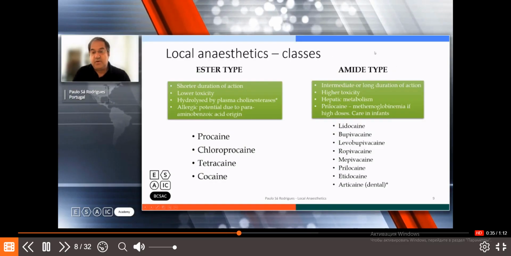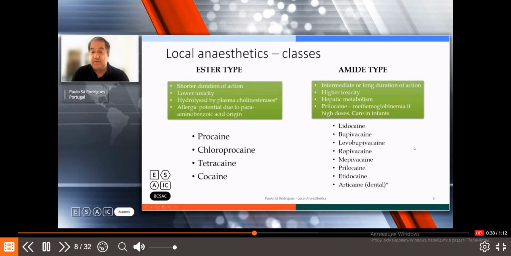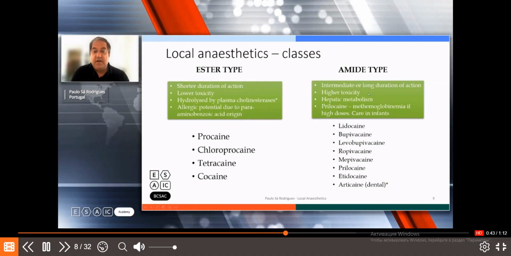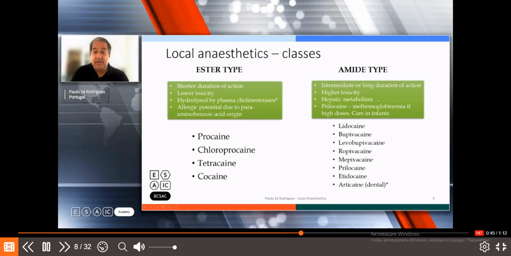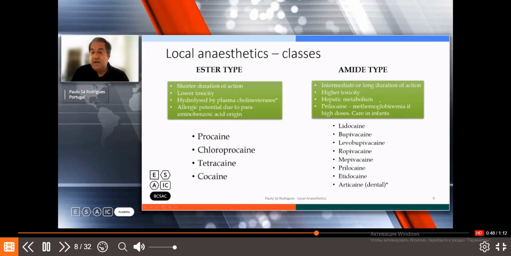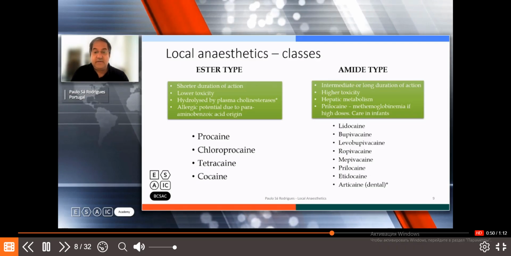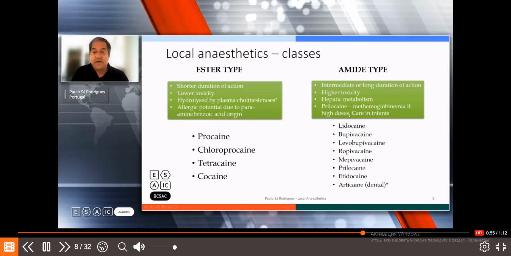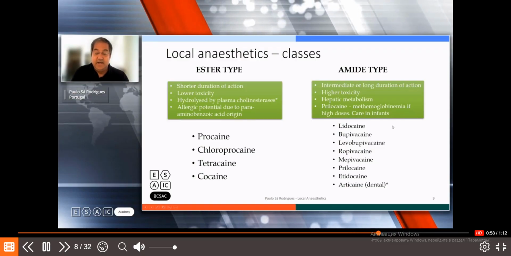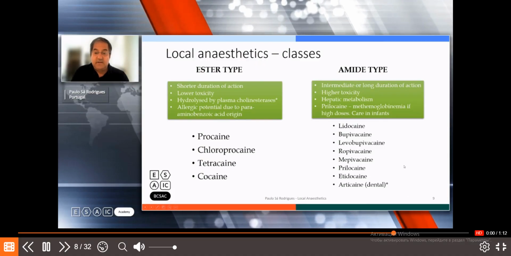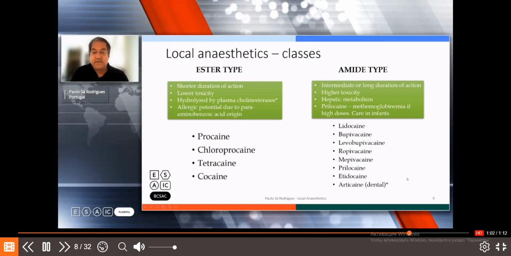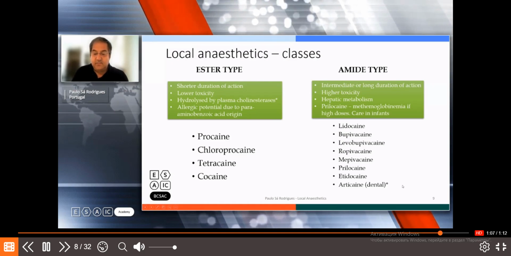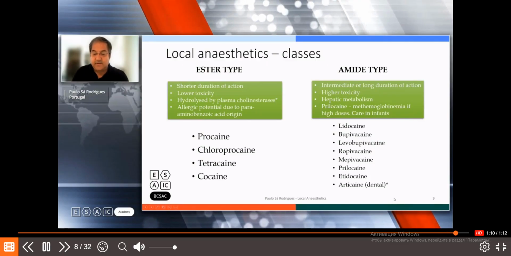The broader group of the amide type, which are most used in clinical practice, has intermediate or long duration of action, higher potential for toxicity, and hepatic metabolism. Particularly one of them, prilocaine, has the potential for methemoglobinemia if used in high dose, especially in infants. These are the ones mostly used in clinical practice, like lidocaine, bupivacaine, levobupivacaine, and also some used mainly in dental practice, such as articaine.